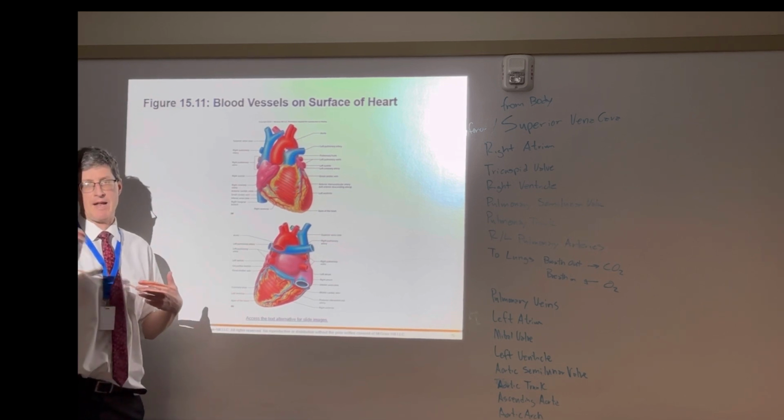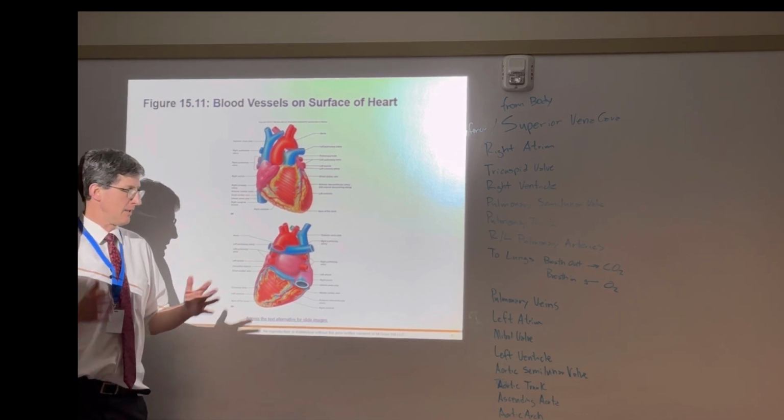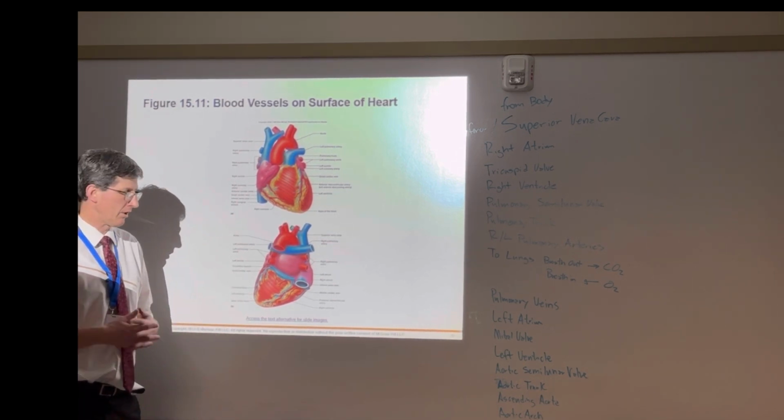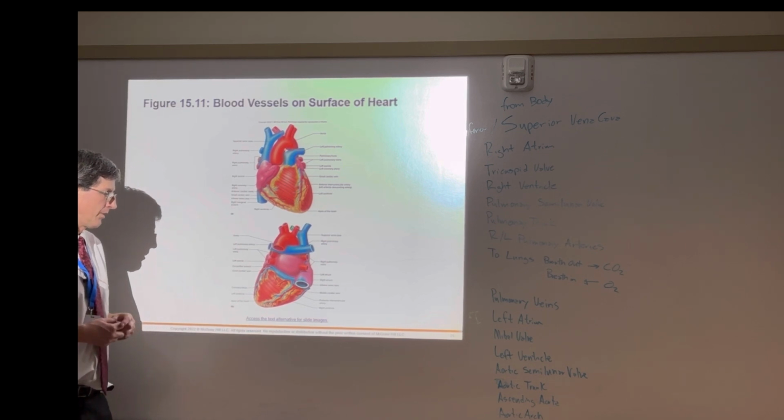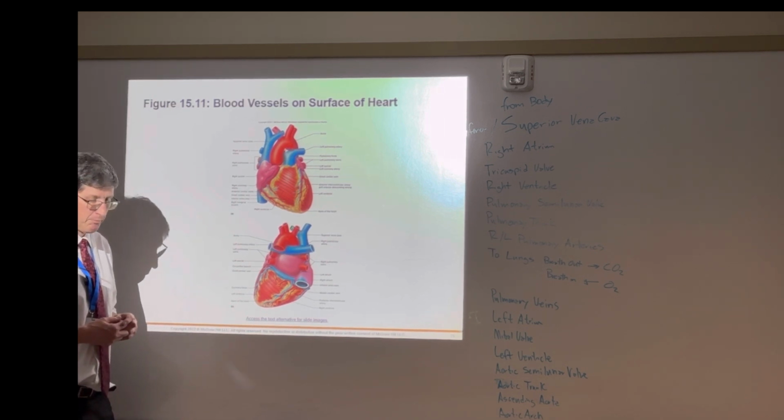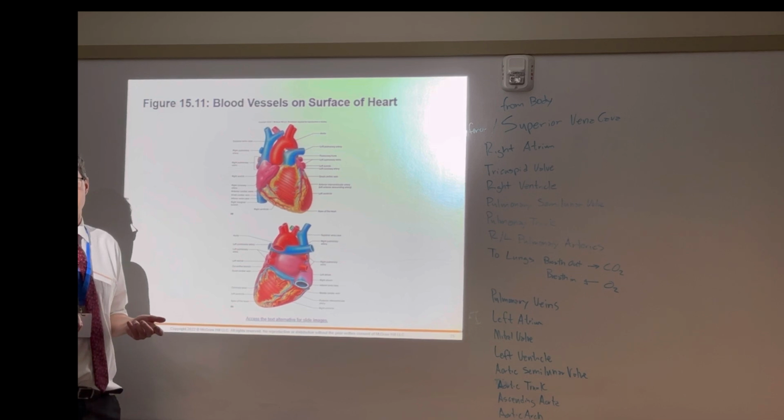So posterior instead of anterior. So it's on the back instead of front. It's between the two ventricles, so it's interventricular. And it's also called the posterior descending artery, or PDA.